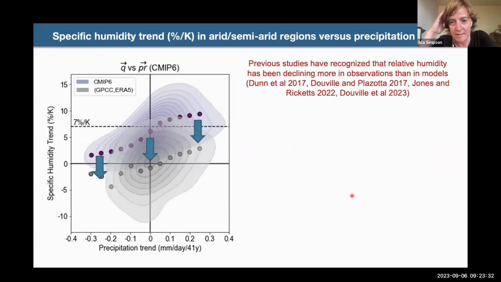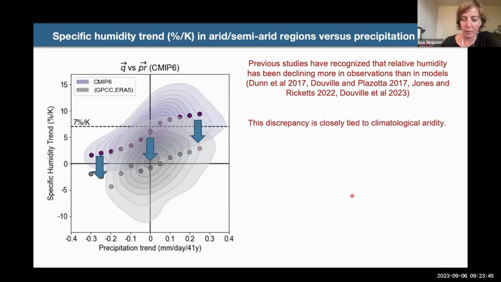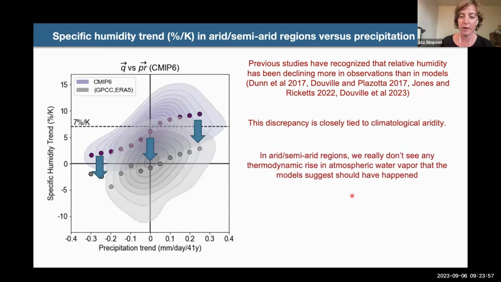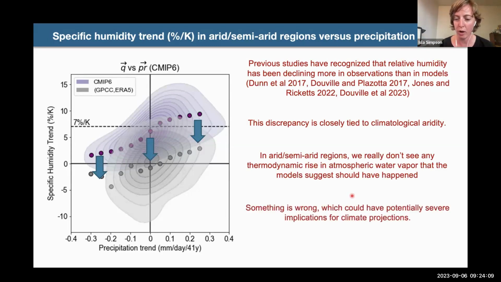So there have been previous studies that recognized that relative humidity has been declining more in observations than in models, looking across large geographical regions. But here, I think what we're finding is that this discrepancy is very closely tied to climatological aridity. And when you just focus in on the arid and semi-arid regions of the world, the discrepancy becomes very severe, to the point that we actually don't really see any thermodynamic rise in atmospheric water vapor over those regions that the models suggest should have happened. So something is wrong, and this could have potentially severe implications for our climate projections moving forward.